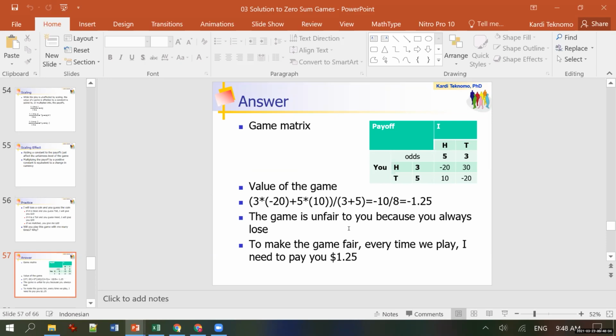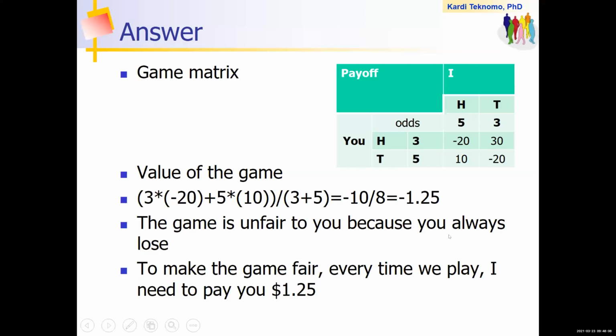So these are the payoff matrix, right? And these are the odds. So if you calculate the value of the game, how do you calculate? You multiply the odds with the payoff for all the possible values, and then you divide by the sum of the odds. Then you get the value.